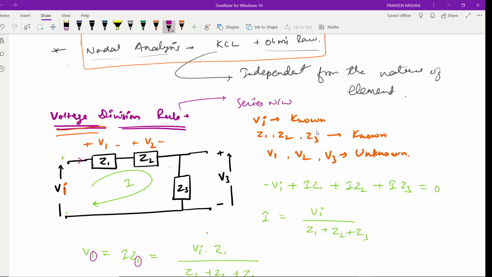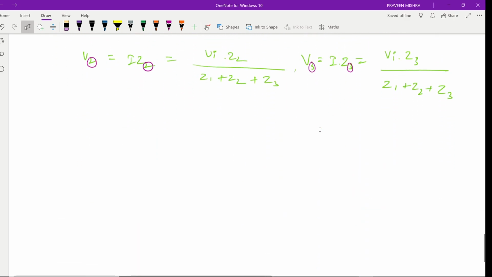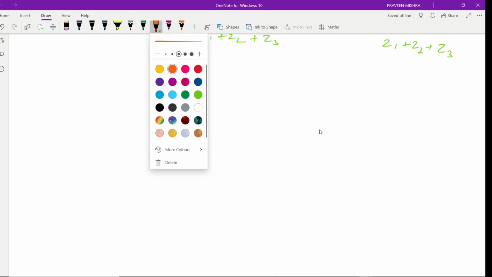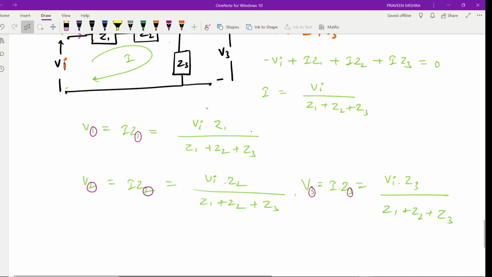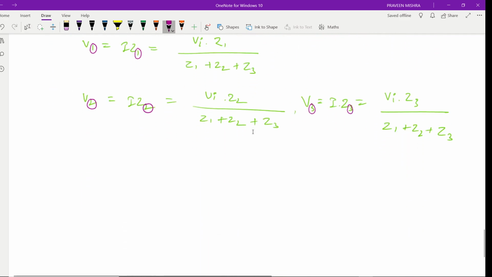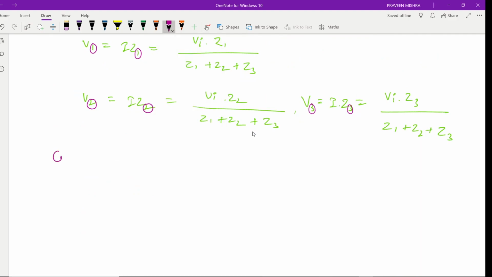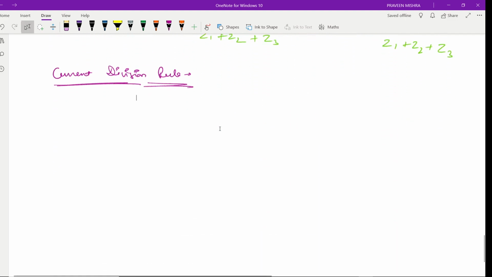and current division rule is applicable in which type of network? Current division rule is applicable for parallel network. Okay, now we will talk about current division rule.